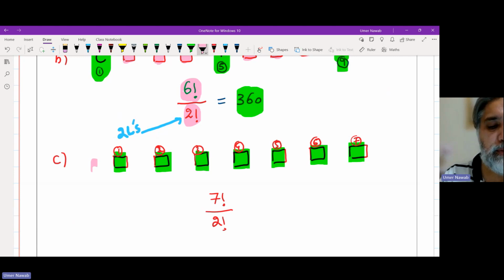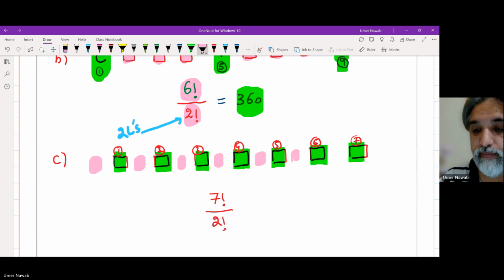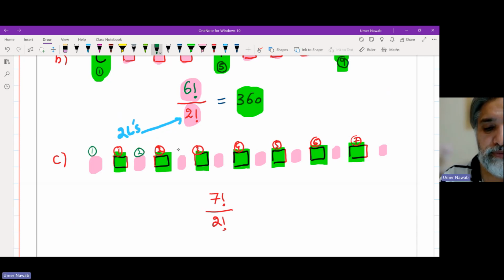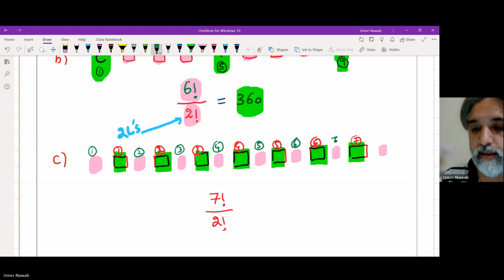Now you have spaces around these 7 green spaces where we have already put the letters. And this pink area is showing separation of E's. So the possible places for E is 1, 2, 3, 4, 5, 6, 7, and 8. There are 8 possible spaces for E's to come.